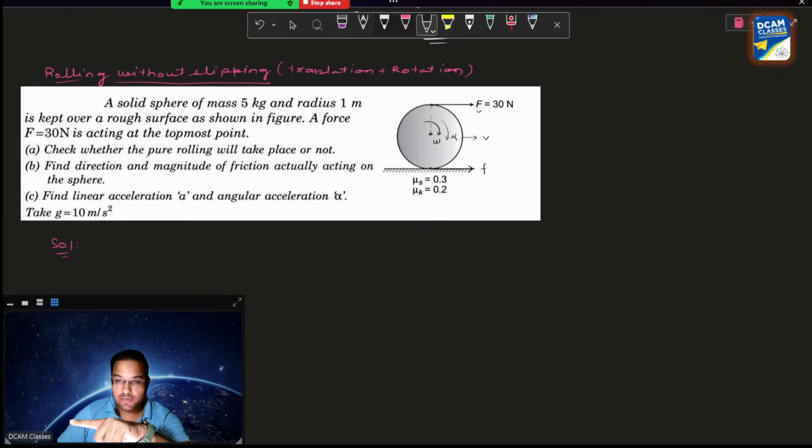It will gain some velocity, keep on increasing, omega will be there. So there will be a point when the velocity at the bottommost point, V, the translation velocity, will be equal to its rotational velocity, r omega. So at that point, pure rolling will take place. So this option is correct. Pure rolling will take place or not? Yes.